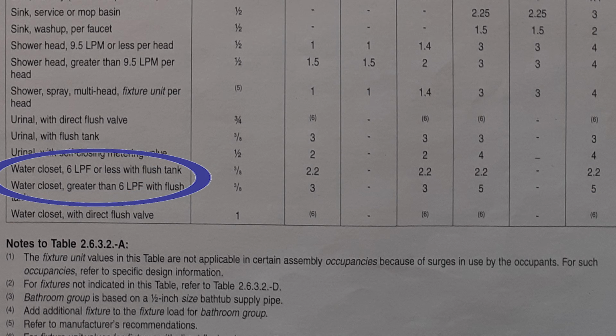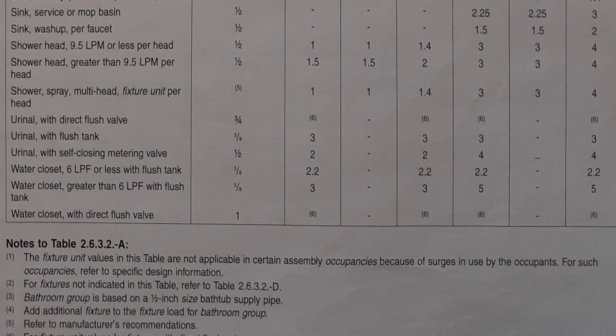Flush tank water closets have two different designations. The first one is 6 liters per flush or less, coming in at 2.2 fixture units for both public and private systems. When you go down to greater than 6 liters per flush, what you will notice on the private side is 3 fixture units, on the public side is 5 fixture units.